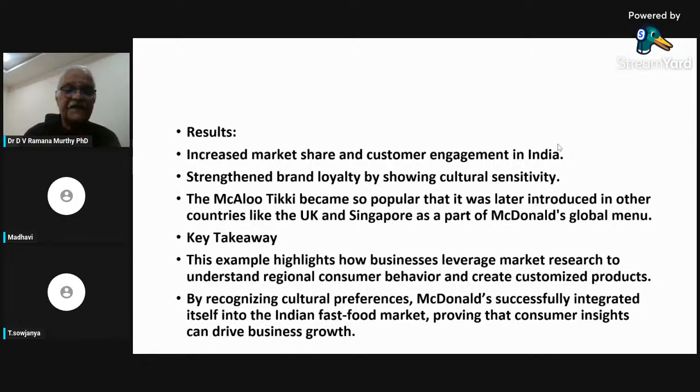By recognizing cultural preferences, McDonald's successfully integrated itself into the Indian fast food market. Fantastic brand now, proving that customer insights can drive business growth. Again, I am repeatedly telling you that understanding customer insights can only drive business growth, and you can have your own preferred market standing in the eyes of the customers. Otherwise, very difficult.